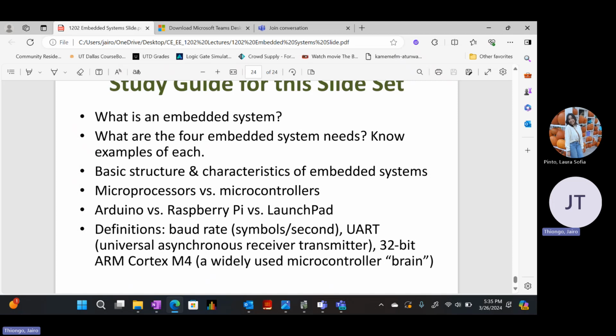Microprocessors versus microcontrollers, Arduino versus Raspberry Pi versus a Launchpad. Arduino is a microcontroller. Raspberry Pi is like a mini computer, so that's a microprocessor. A Launchpad is essentially just an Arduino, but that's not open source. Arduino is open source. Launchpad is owned by the company Texas Instruments.